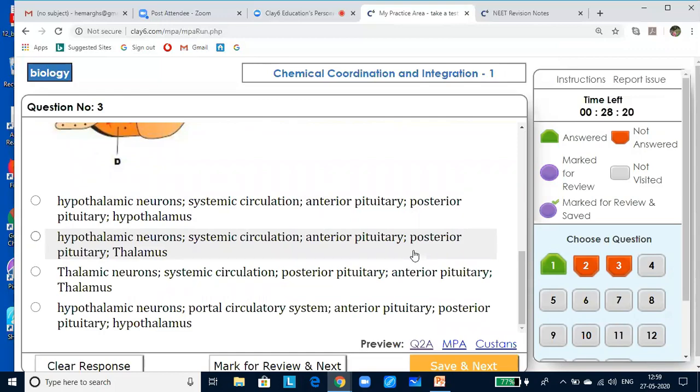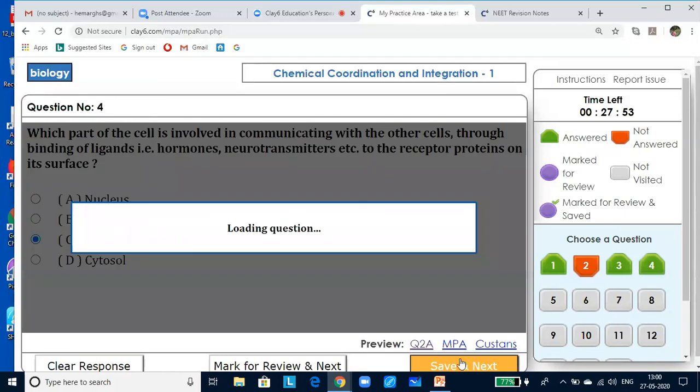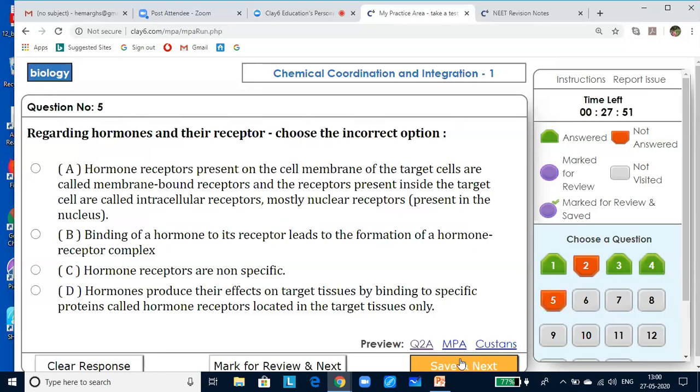Hypothalamic system, anterior pituitary, posterior pituitary, and hypothalamus. Which part of the cell is involved in communicating with the other cells through binding of ligands, that is hormones, neurotransmitters, etc., to the receptor proteins on its surface? It is the plasma membrane. Regarding hormones and their receptors, find the incorrect option.